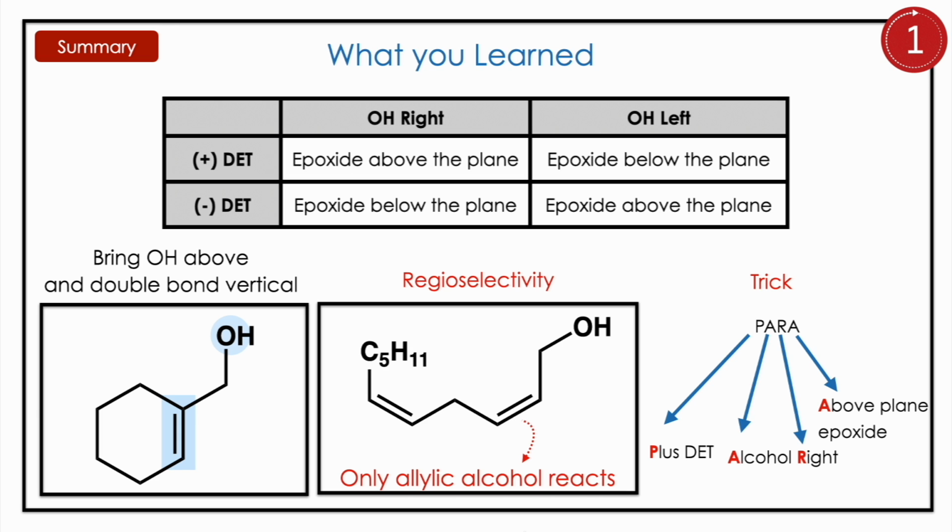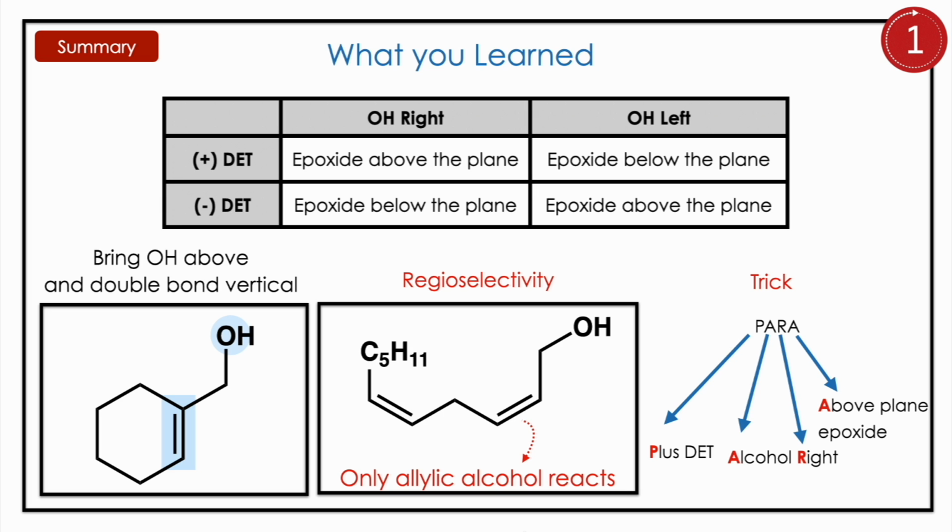Then let us summarize what we learned. First you should memorize the table, whether you are having reagent plus DET or minus DET and position of OH, left side or right side. If you do that, you have the table and you can clearly identify the final product.